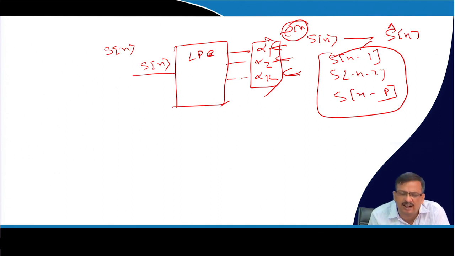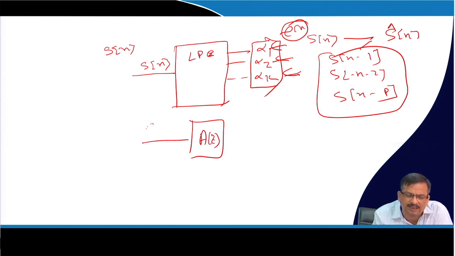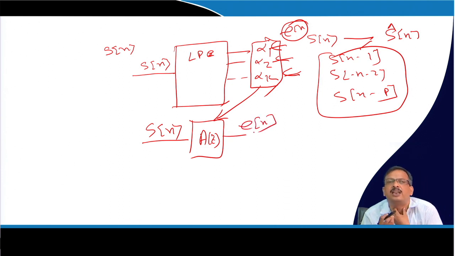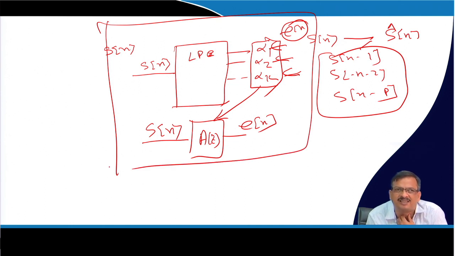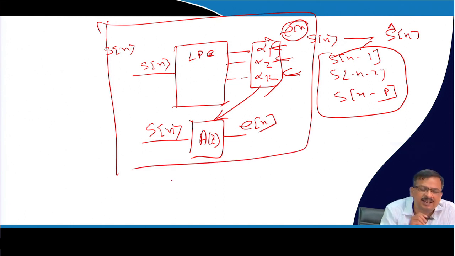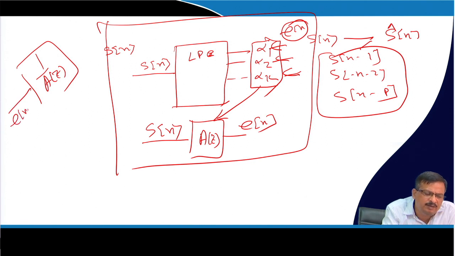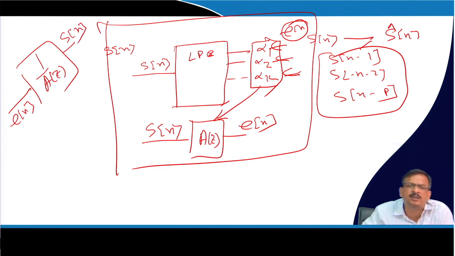Once I have the estimate, I design an error filter. I pass s(n) through it using those alpha values and get e(n). The error signal is nothing but the glottal excitation. Now this is LPC analysis. Now go to LPC synthesis. What is LPC synthesis? In the synthesis part, we design 1 by A(z) and apply e(n), the excitation. I should get s(n), the speech signal, back.